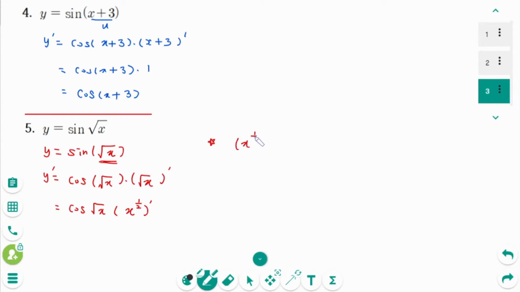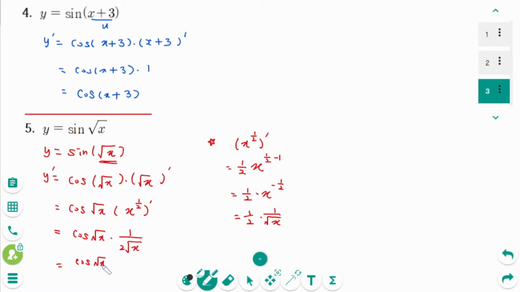Then x to the power of 1 over 2, prime, equals 1 over 2 x to the power of 1 over 2 minus 1. Then 1 over 2 times x to the power of minus 1 over 2, which is 1 over 2 times 1 over square root of x. Then back to the original: cosine square root of x times 1 over 2 square root of x, or cosine square root of x over 2 square root of x.